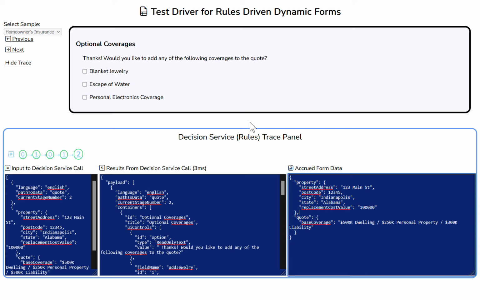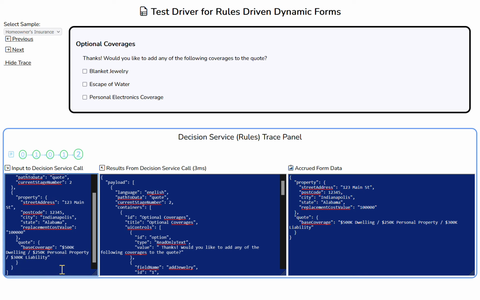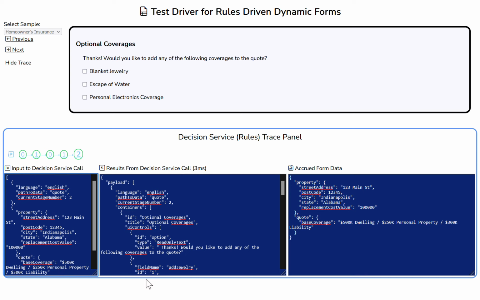how to actually look at the order of events and how we're maintaining the state of where we are in the form. What Corticon is doing for the front end here is it's evaluating based upon the input when we're at stage number two, and we have this combination of values for the input payload, it will produce this output.